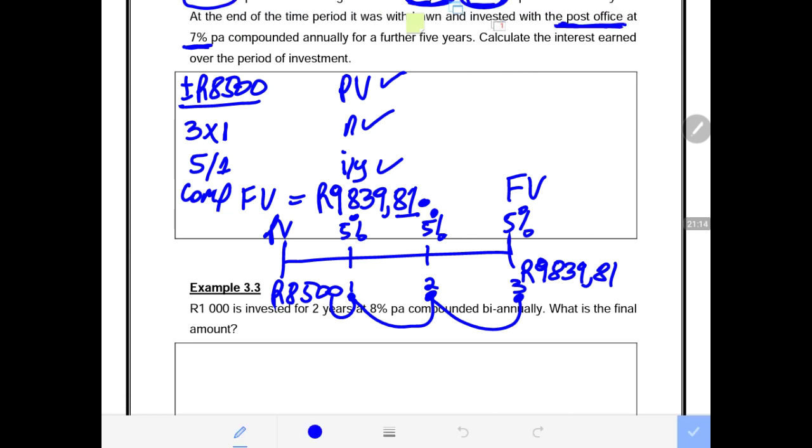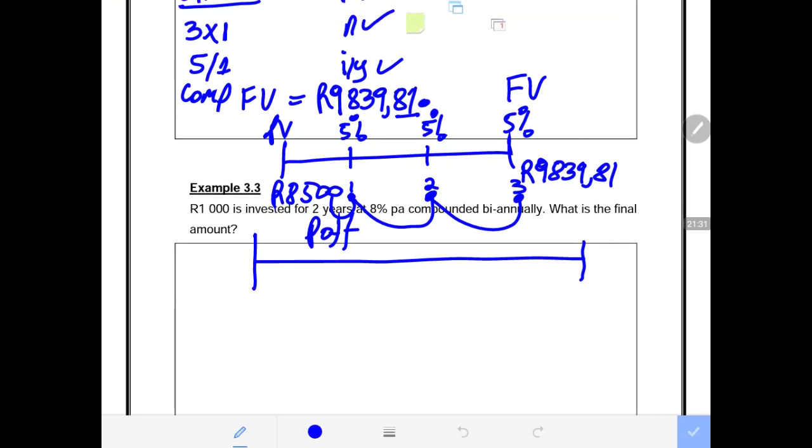Then we go to another investment opportunity, which is now the post office. We are investing it in the post office, and the post office will have an opening balance. The opening balance is the present value, which was the future value of the previous investment after 3 years, but this becomes the present value. Meaning with the post office, our present value becomes 9,839 Rand 81 cents, because that is the amount we are initially investing in the post office.